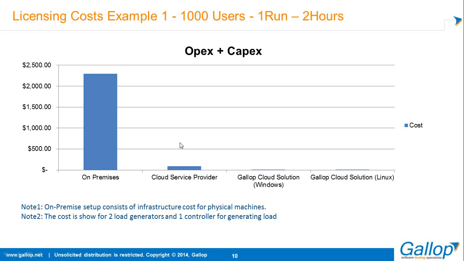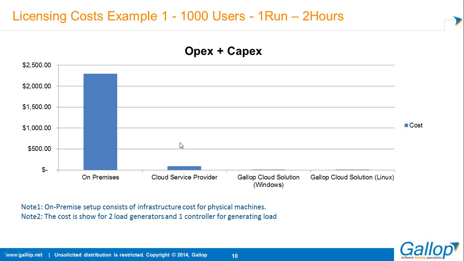Now this example deals with a high concurrency test, 30,000 users, and one run, which runs for 2 hours. And in order to actually get this done, if we calculate all this particular OpEx and CapEx in terms of hardware that you want to buy, in terms of licenses that you want to buy, you'll end up paying 46K if you want to get the test done on premises. Whereas with a cloud service provider, it costs you around $1,500.